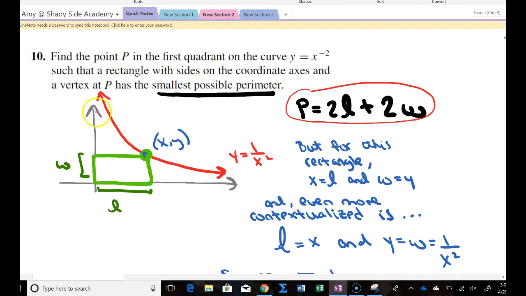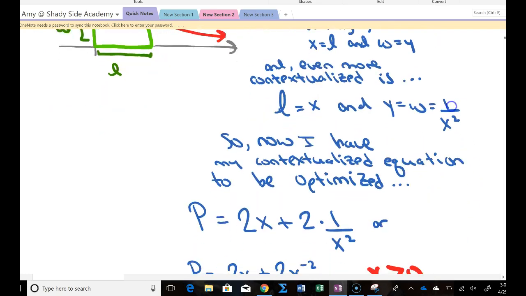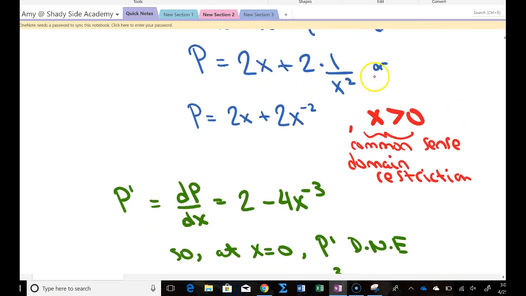But what's the context? So I just kind of sketched the curve, sketched my rectangle, and I thought, oh, interesting. I noticed that for this rectangle, the length just corresponds to the x coordinate of this point, and the width corresponds to the y coordinate of this point. And even more to the point is the fact that the y coordinate of that point is just 1 over x squared. So now I have my contextualized equation to be optimized, which is here or here.